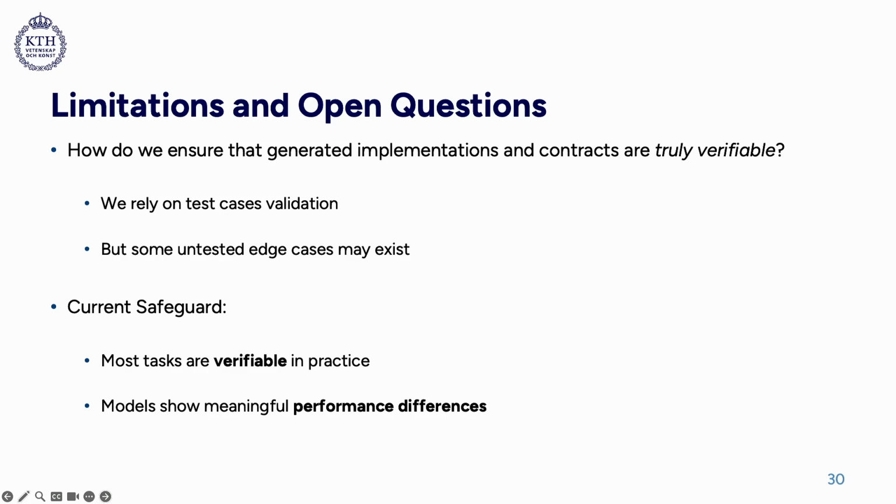For example, we heavily rely on the verifiability of the test cases generated by the LLM. In the real software development process, there always exist some untested edge cases, and this can potentially make our implementation and the contract not verifiable. So we have some safeguards, because we manually check that most of the tasks are verifiable, and the models show a performance difference. So this fulfills the goal of having a benchmark to enable a comparable evaluation.